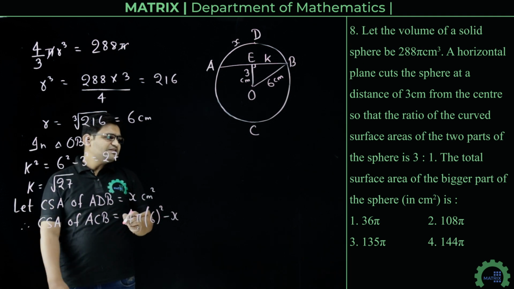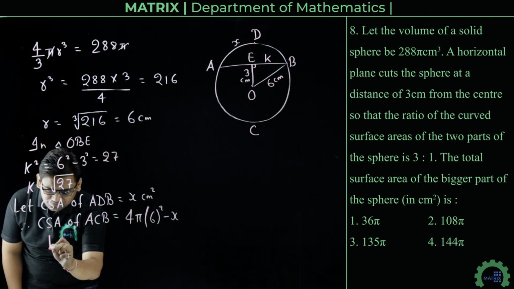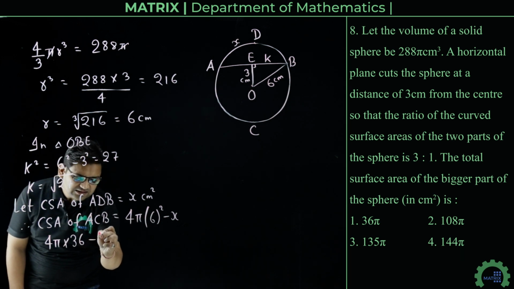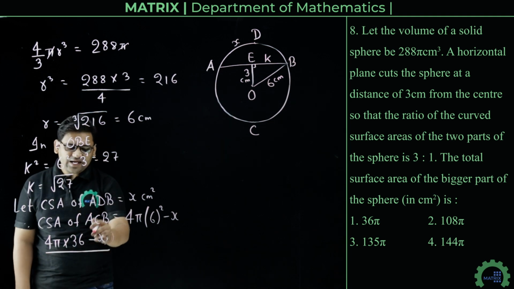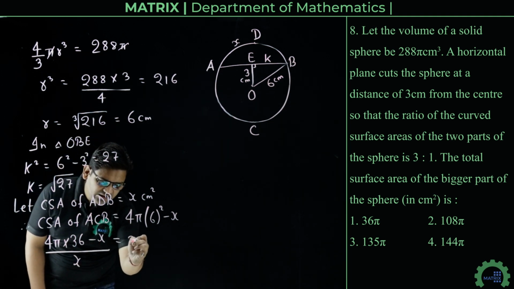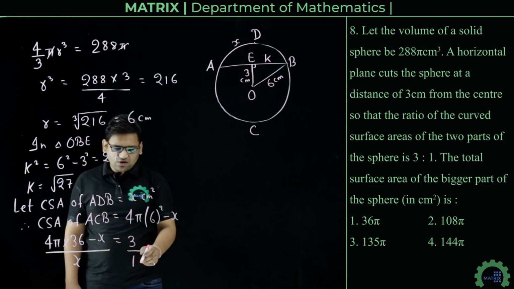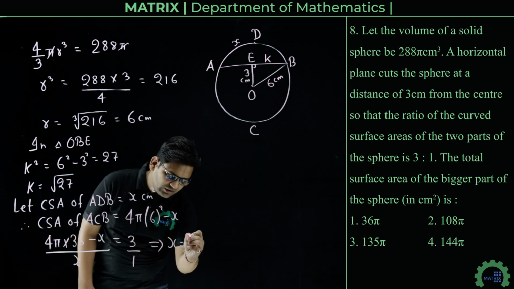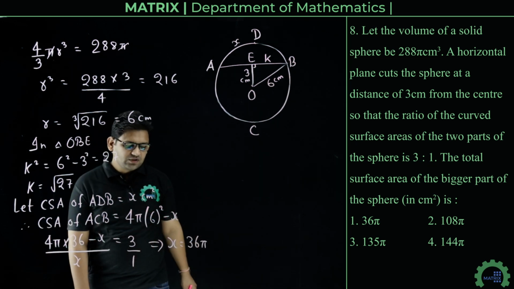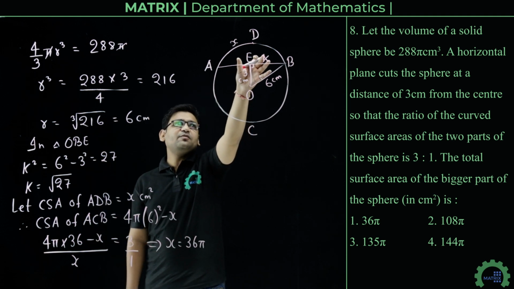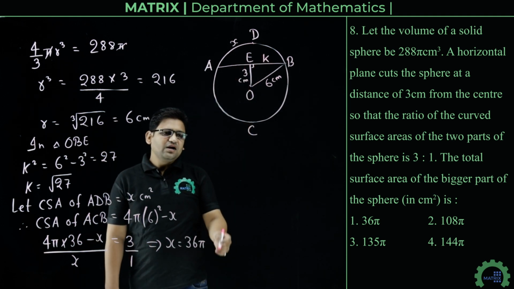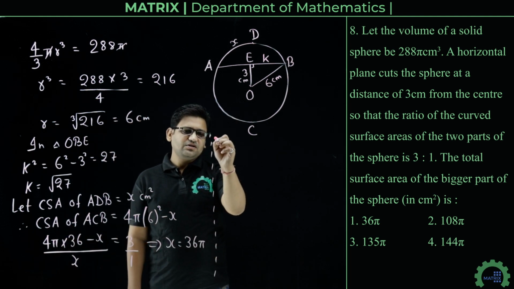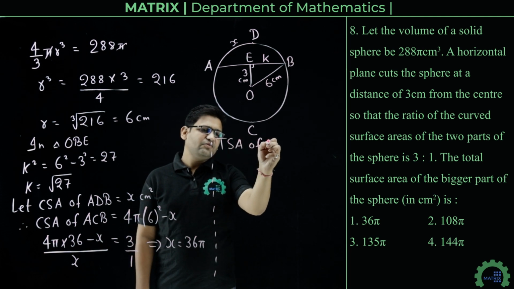We are given this ratio is 3:1. So we can write 4 pi into 36 minus x, divided by x, is 3:1. On solving this, we get x equals 36 pi. So the curved surface area of the portion ADB is 36 pi. Now we have to find the total surface area of portion ACB, the bigger part.